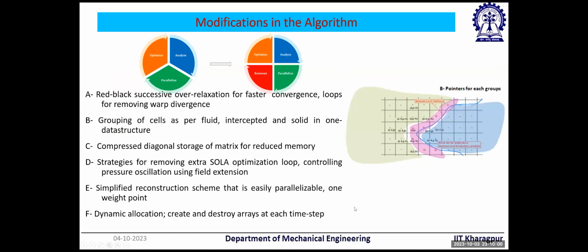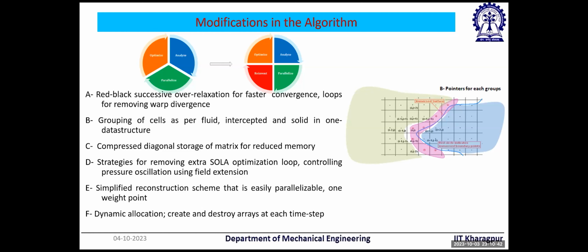Now we look into some of the algorithm modifications which can further optimize it. We have seen that a red-black successive over relaxation technique can remove the warp divergence and give faster convergence than the Jacobi. And then instead of using if-else conditions to find fluid, intercepted, and solid cells, we have grouped them and put them into one data structure. We have used something called a compressed diagonal storage matrix, which I'm going to show in the next slides. We removed the SOLA and used the field extension method. We simplified the reconstruction scheme using one-point interpolation.